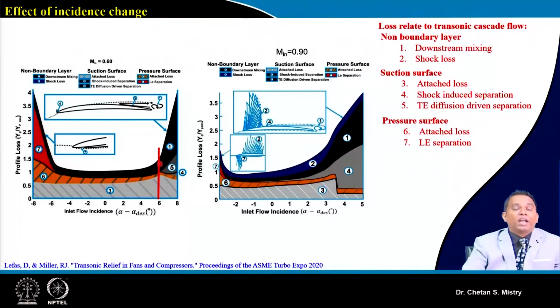Now if that's your case, what is happening here? If you look carefully, in this particular region near our suction surface, we will have flow acceleration. So in this case we will have shock formation. Since this has formed, we can say this is location 4, which is called shock induced separation.